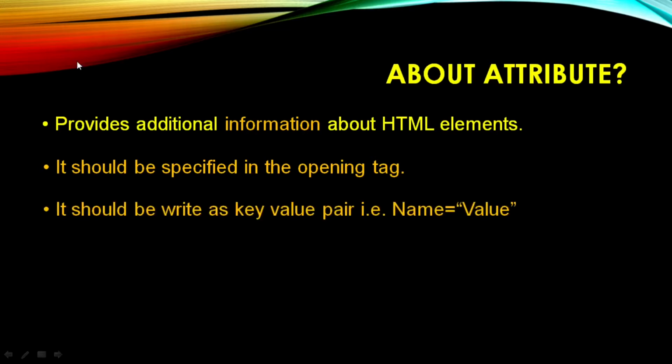After that, the next point is that it should be written as a key-value pair. That is, you have to write the name first, then add the equal sign, and then, in double quotes or single quotes, write the value of the attribute. And remember that all elements can have attributes. Any kind of element can have an attribute.